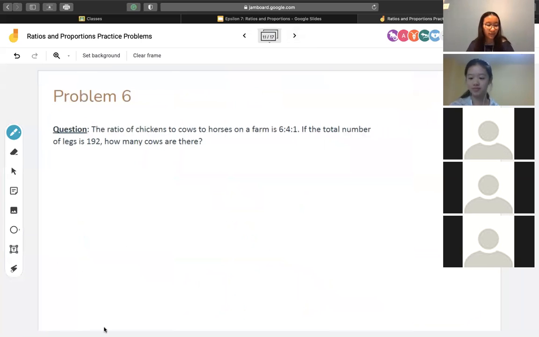All right, so moving on to the next problem then. This one would be a similar principle to the previous one.